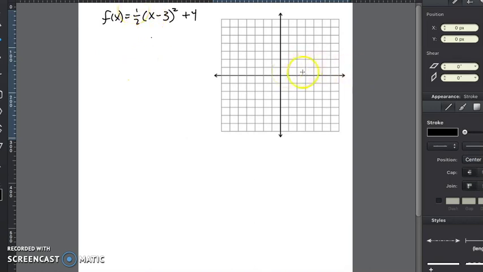Give me just a moment here and I'll graph it out. This is going to be -3, +4, 1.